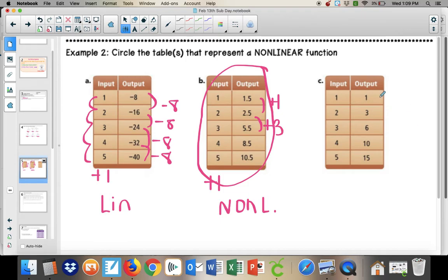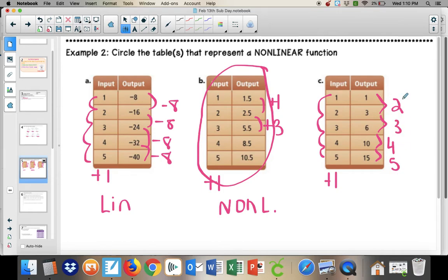And then on letter C, each of my inputs are also going up by 1. So those are constant. The fact that my inputs are constant, my outputs need to also be. From 1 to 3, it's up 2. 3 to 6, it's up 3. 6 to 10, it's up 4. And then it's up 5.